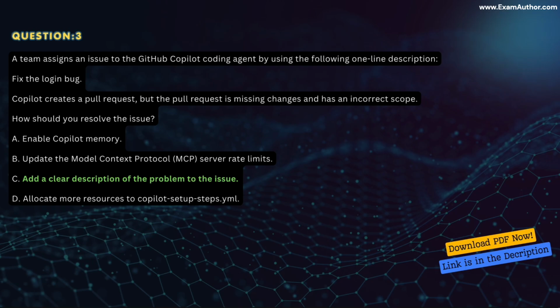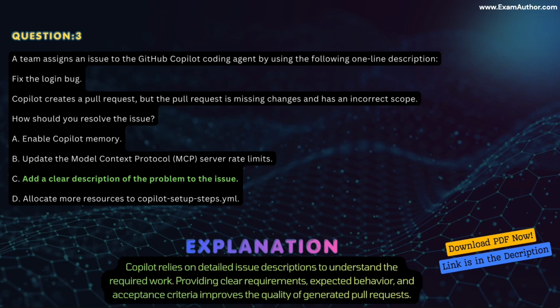Correct answer, C. Add a clear description of the problem to the issue. Explanation. Copilot relies on detailed issue descriptions to understand the required work. Providing clear requirements, expected behavior, and acceptance criteria improves the quality of generated pull requests.